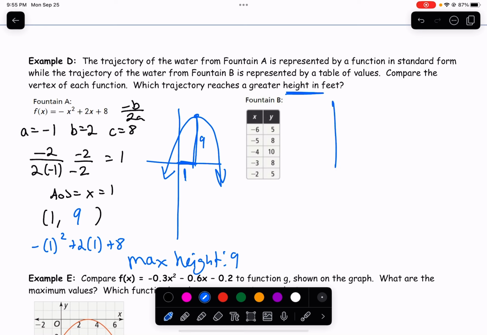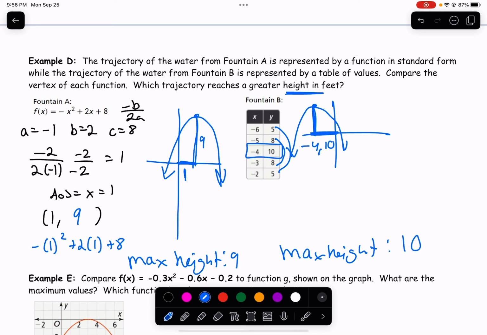Now for fountain B, one way to identify a vertex is, remember how around the vertex you're going to have those y values kind of repeat around it? That tells us that this is our vertex. Our vertex is -4, 10. So it would look like that, like I mentioned. So our maximum height is our y value, right? We can see that we went 4 in this direction, but 10 up. So our max height for B is going to be 10, okay?